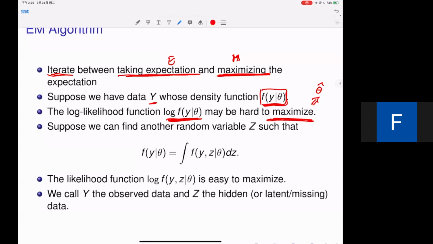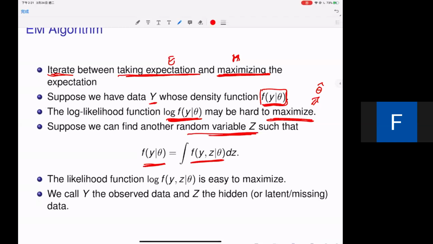So if I do have a density function f of y, how do I maximize it? How do I bring in another variable z, such that my marginal PDF becomes an integration of my joint PDF? Then you don't actually observe z, and you're asking what? You bring in something you don't observe, and that makes your life easier.